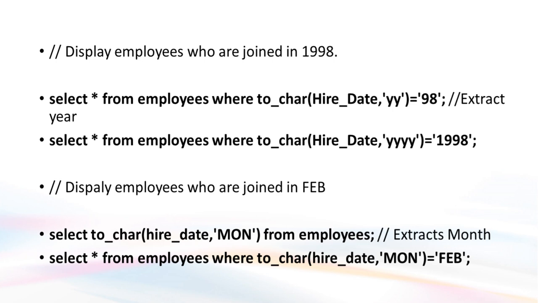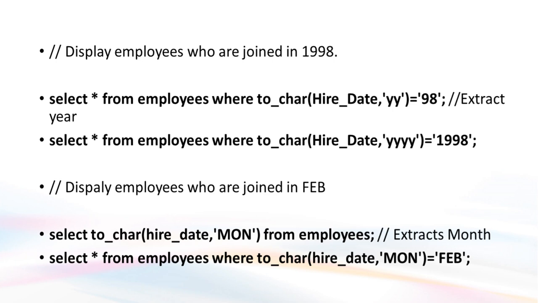But we need to extract the employees who joined in a specific month. So for that we need to write like this. Select star from employee where to_char of hire date, from hire date we need to extract the month. If that month is February, then those records will be extracted. Okay, so we can practice all these queries, and for your assignment I'll give a few more queries apart from this. Next, another function.